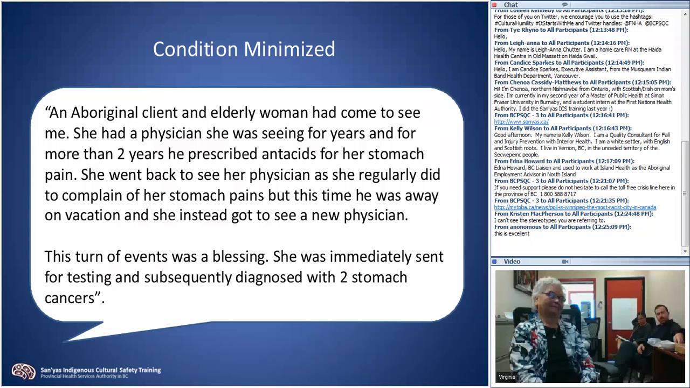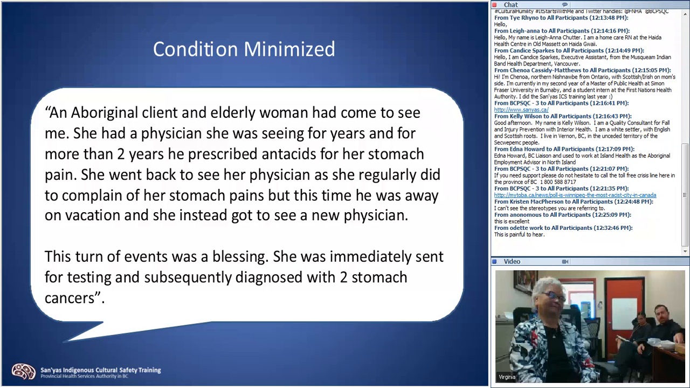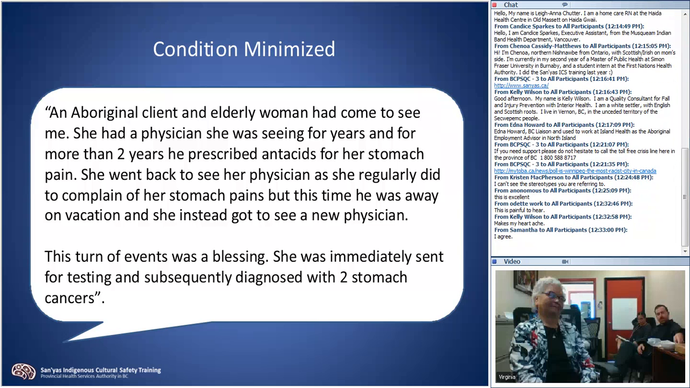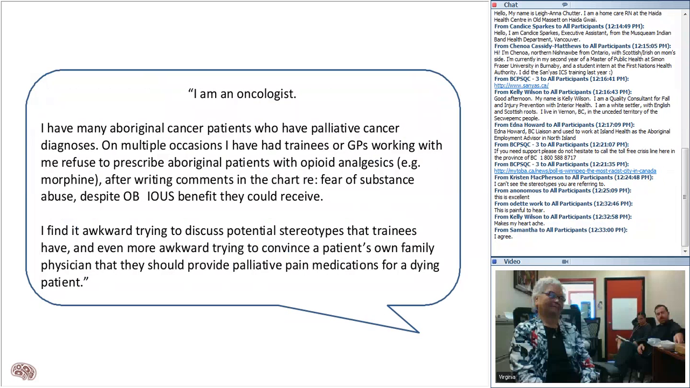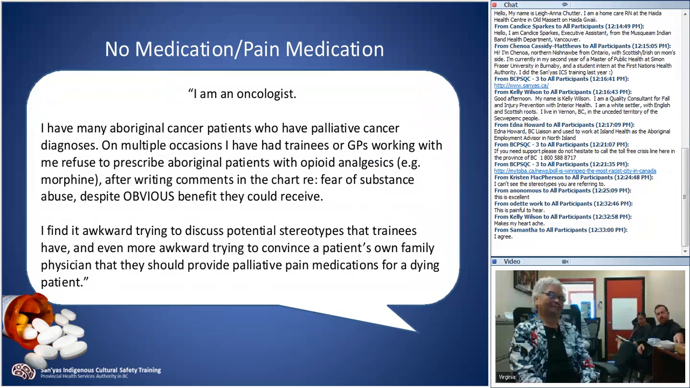She had a physician she was seeing for years, and for more than 2 years, he prescribed antacids for her stomach pain. She went back to her physician, as she regularly did, to complain of her stomach pains, but this time he was away on vacation, and she instead got to see a new physician. This turn of events was a blessing. She was immediately sent for testing and subsequently diagnosed with 2 stomach cancers. No medication or pain medication.